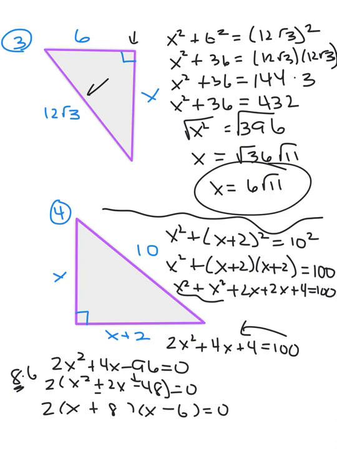Now as I continue the problem, I know that x plus 8 has to equal 0, or x minus 6 is equal to 0. So x will equal negative 8, or x is equal to positive 6.